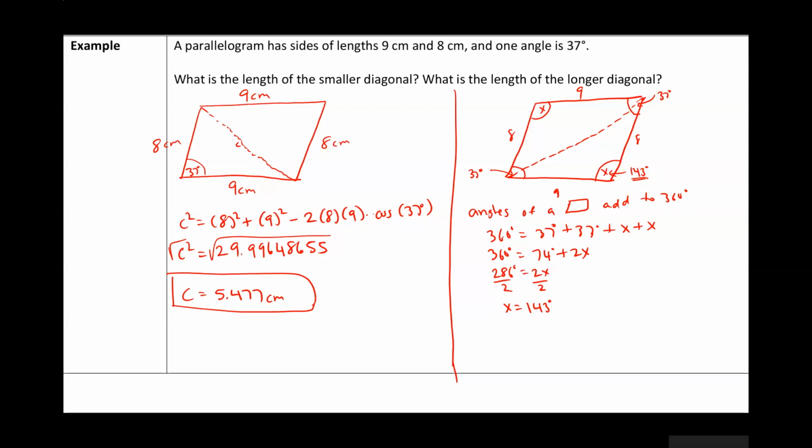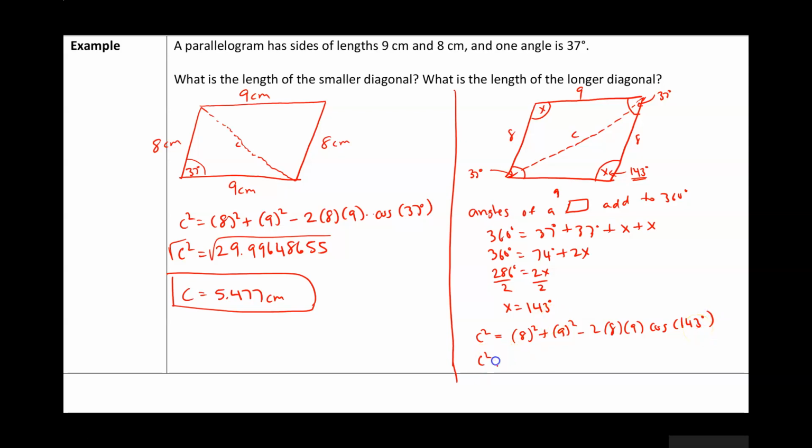Now we can apply the formula. So we're going to say that the diagonal is c. So we have c squared is equal to a squared, now a and b don't matter because we're adding them anyway, plus 9 squared minus 2 times 8 times 9 times the cosine of 143 degrees.